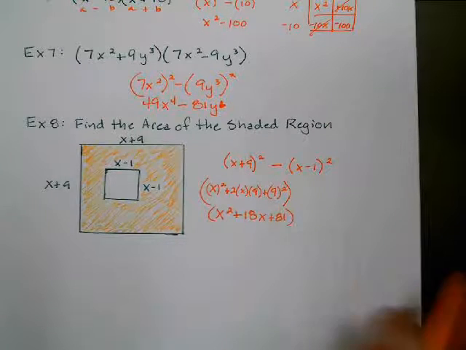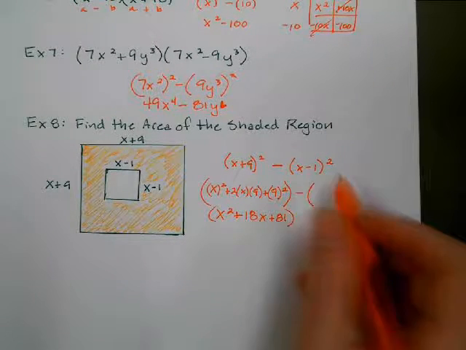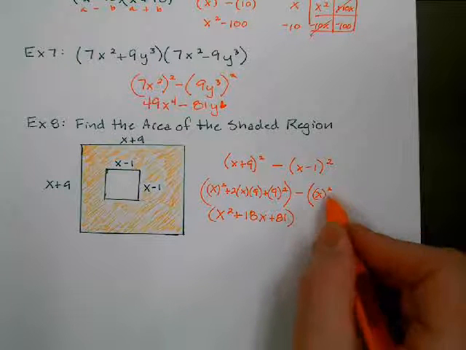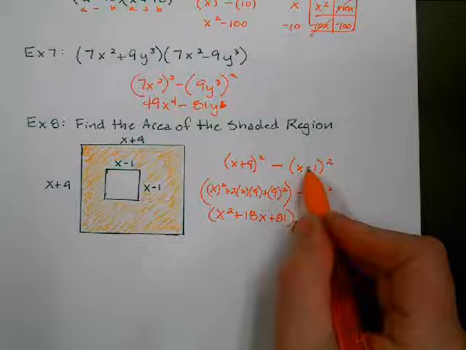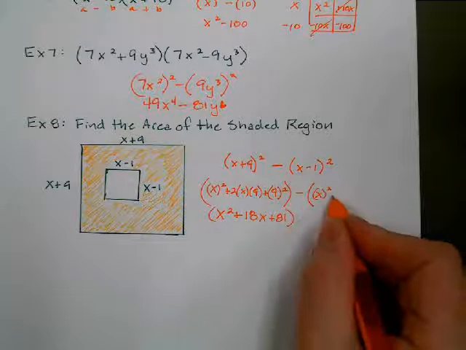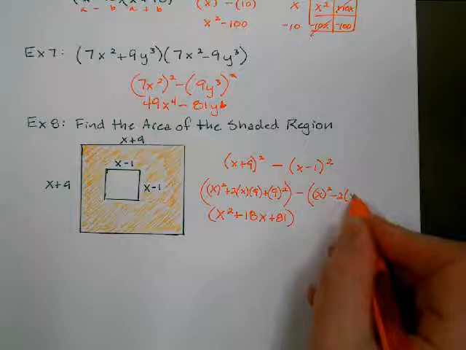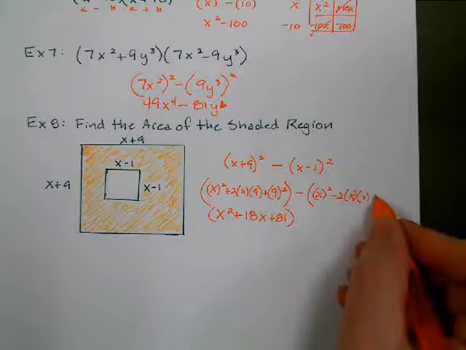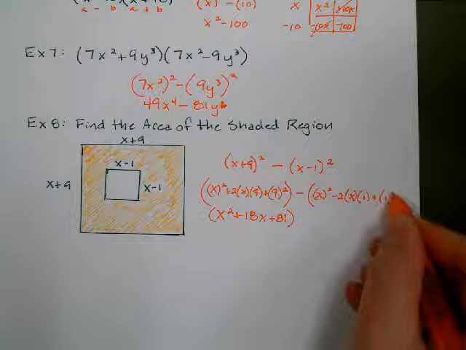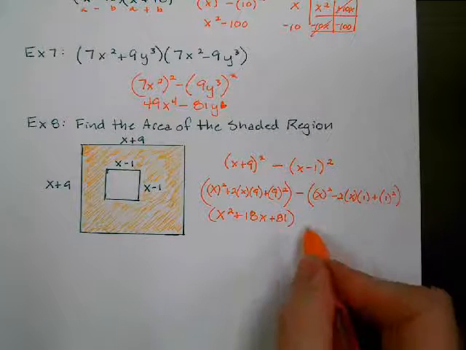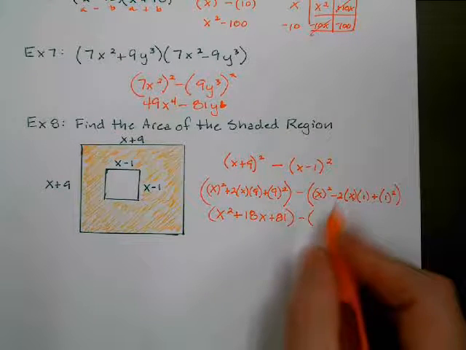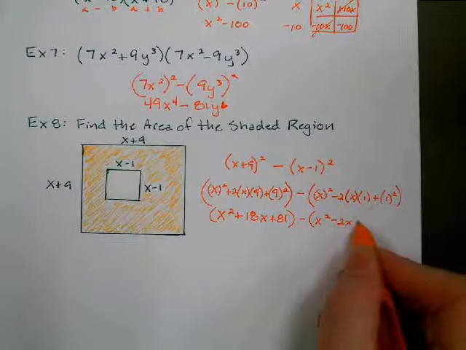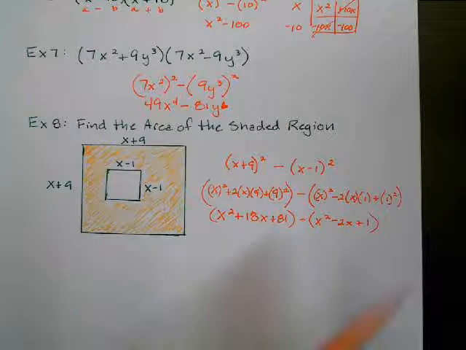Next, let's do this one. So I'm going to do x squared, and then, since this is a binomial difference squared, this is minus 2 times x times 1. And then it's going to be plus 1 squared. So this one gives me x squared minus 2x plus 1. Okay, so x minus 1 squared is x squared minus 2x plus 1.